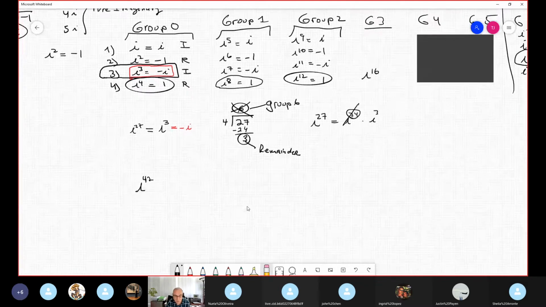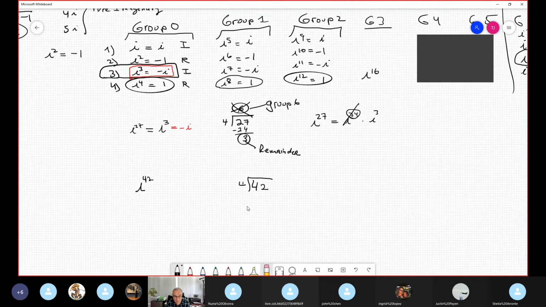Suppose i to the 42. You divide 42 divided by 4. Okay, so it is 10, because 10 times 4 is 40. 40, remainder 2. And you take the remainder. The second power is in position 2. So the answer is negative, which is real. It's clear now?